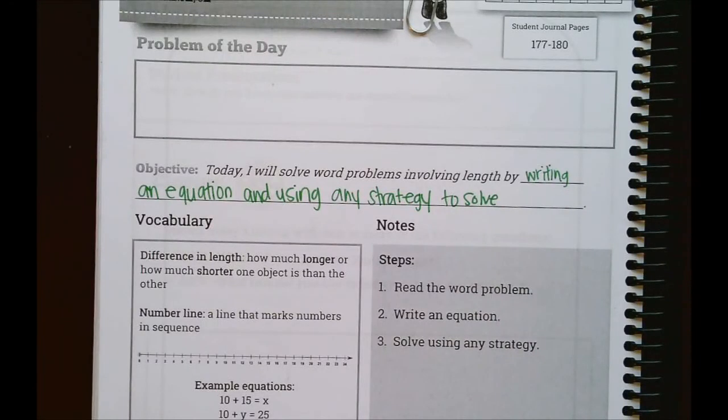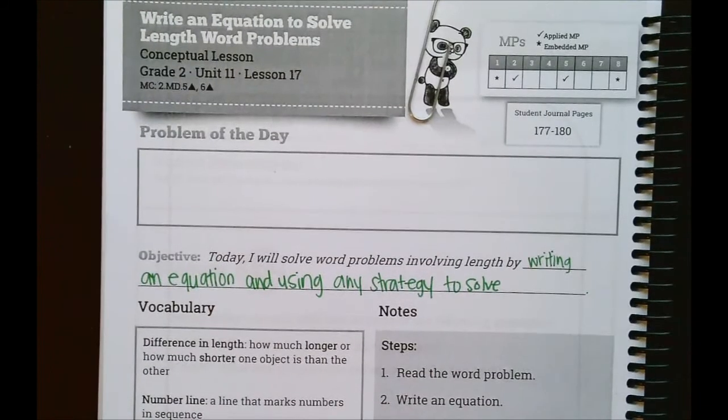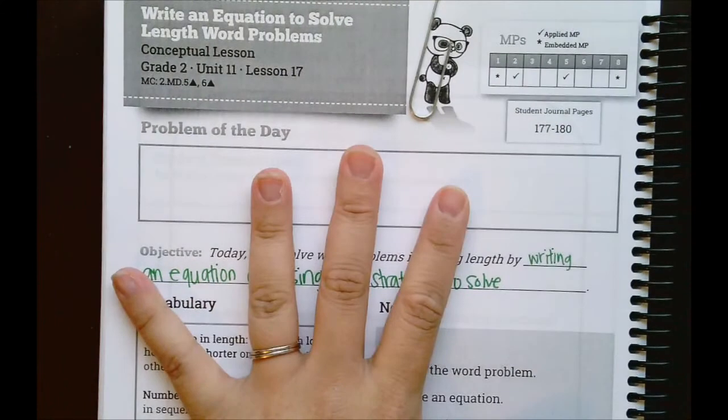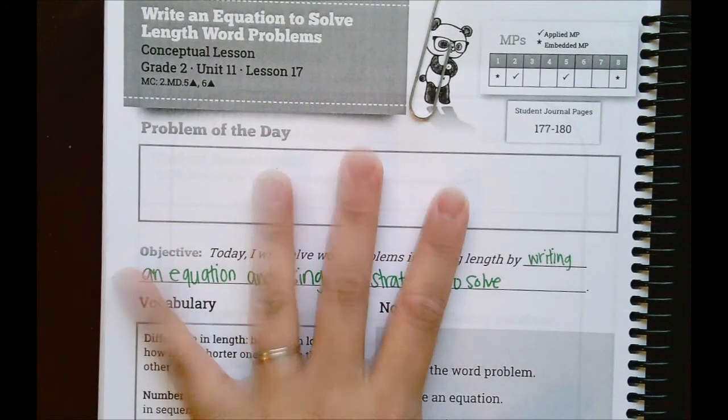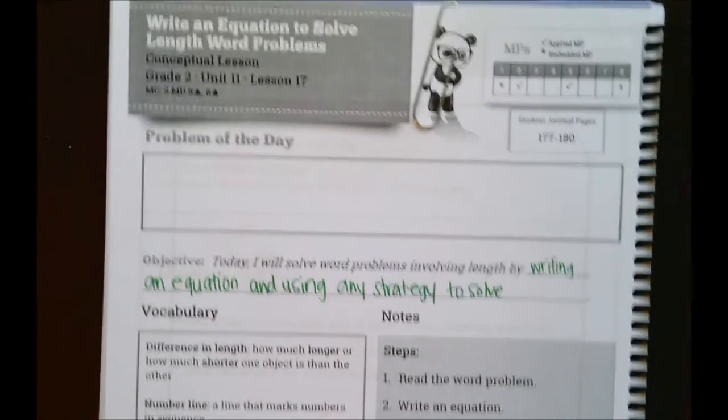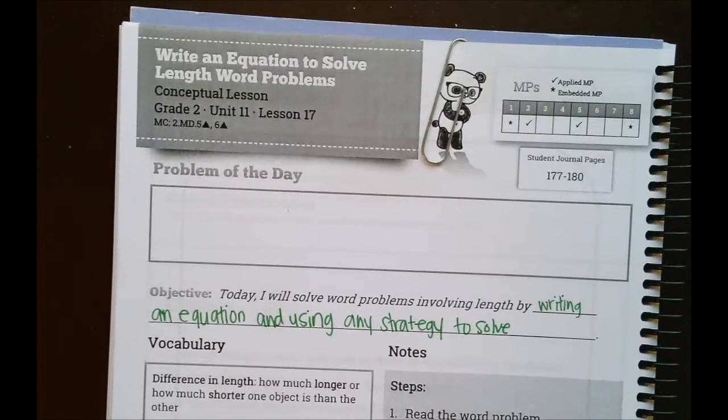Alrighty. So for math today, we are working on Unit 11, Lesson 17 and 18. This is our last day of actual lessons. Tomorrow's going to be review, and then we'll be taking our test next week. All right, for Unit 11, today's topic is write an equation to solve length word problems.